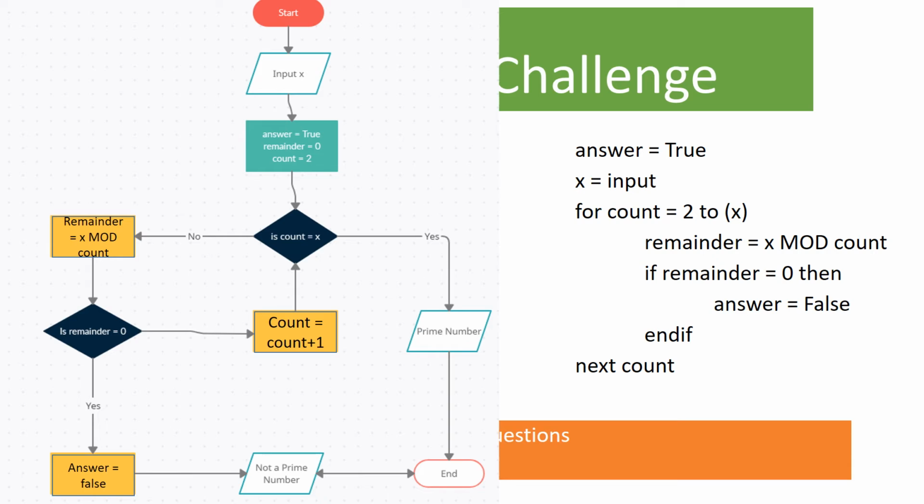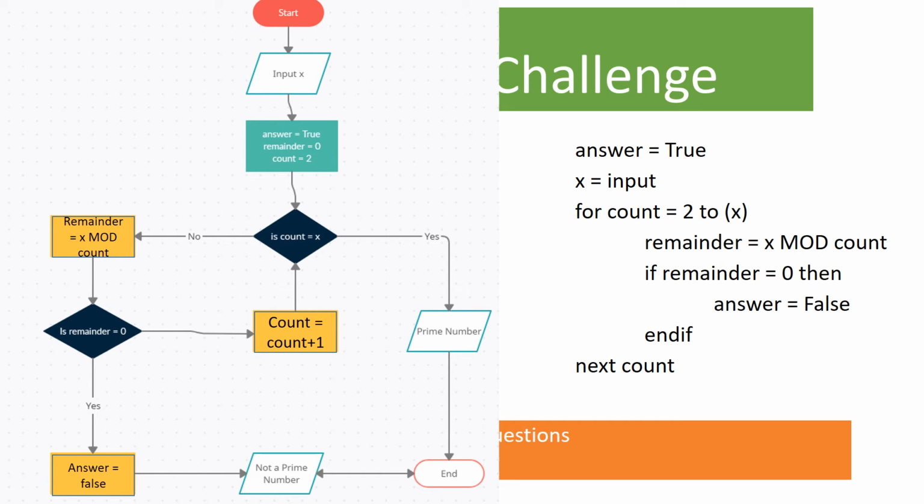Here's the answer to our flow diagram. So you can see we've started with an input value of x. In our example, this was 7. I've then initialised the variables in one process box. Answer equals true, remainder equals 0, and count equals 2. It then goes to a decision box. Is count equal to x? Well, the first time you run this, unless you enter 2, it's always going to go to no. Remember, our x was 7 in our example.